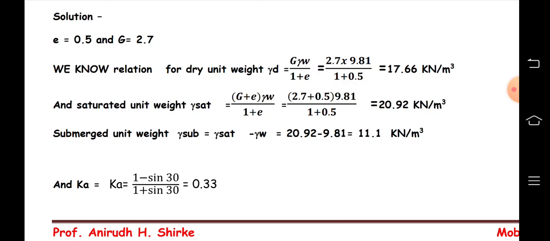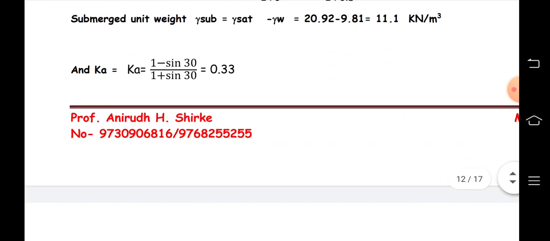Now calculate the value of the active earth pressure coefficient, Ka, that is 1 minus sine phi upon 1 plus sine phi, that is 1 minus sine 30 upon 1 plus sine 30, that is 0.33.